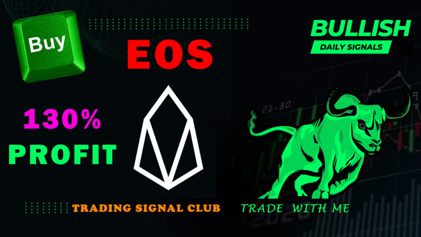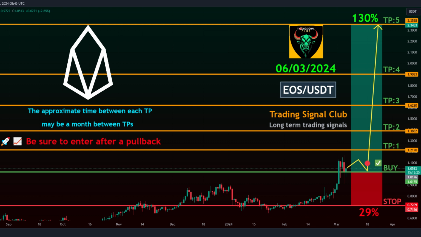The overview for EOS USDT is as follows. Trading style, spot. Time frame, midterm. Margin mode, isolated. Signal type, swing trade. Target time frame, about 1 month between TPs. We recommend entering after a pullback.